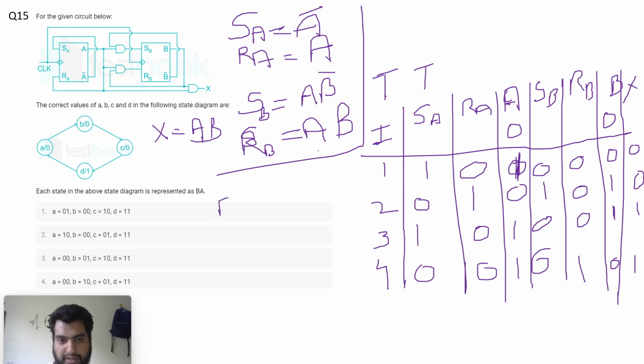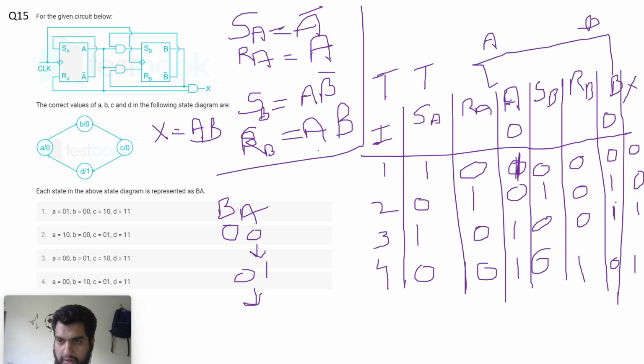So my states are presented as BA. So this is B and this is A. So I'm starting at 0 0, I'm then going to 0 1, then I'm going to 1 0, then I'm going to 1 1, and then I'm going to 0 0.